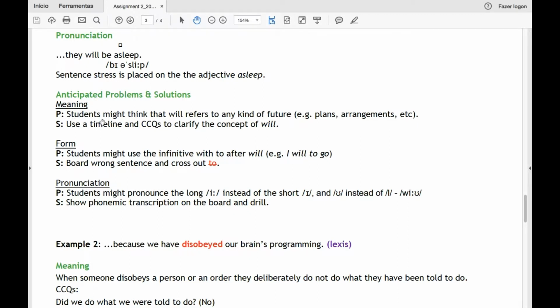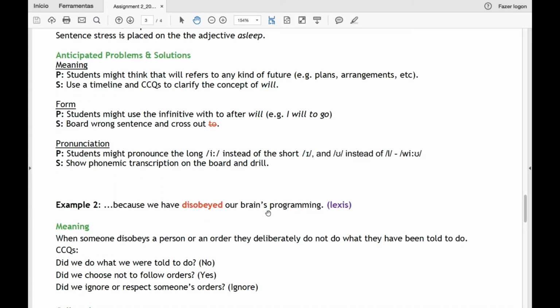Meaning, problem. Students might think that will refers to any kind of future, plans, arrangements, etc. The solution for this is using a timeline and CCQs to clarify the concept of will. Form. Students might use the infinitive with to after will. For example, I will to go. The solution is boarding wrong sentences and crossing out to. Pronunciation. Students might pronounce the long E instead of the short E and the wrong vowel in 'will'. Show phonemic transcription on the board and drill.